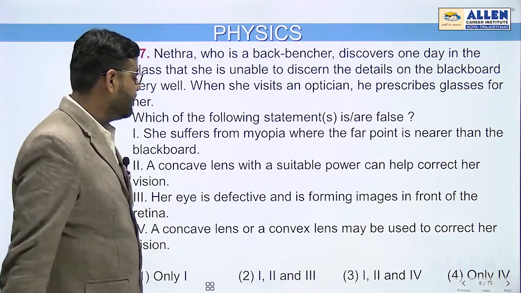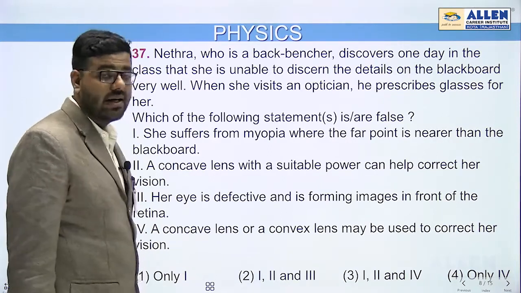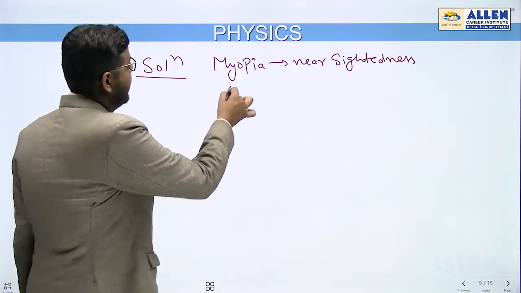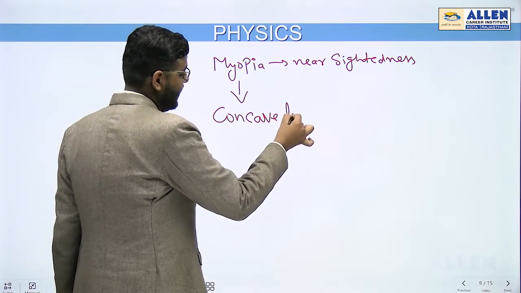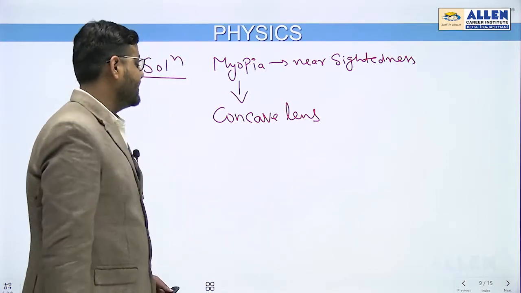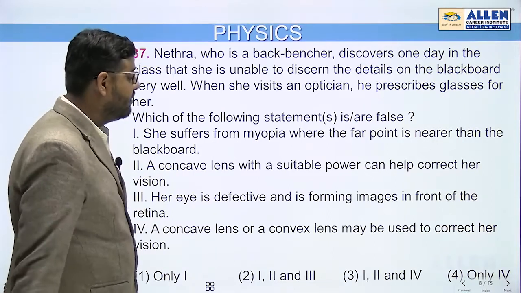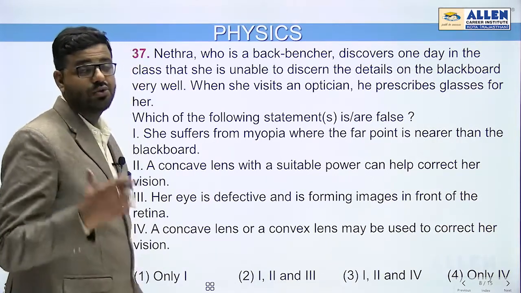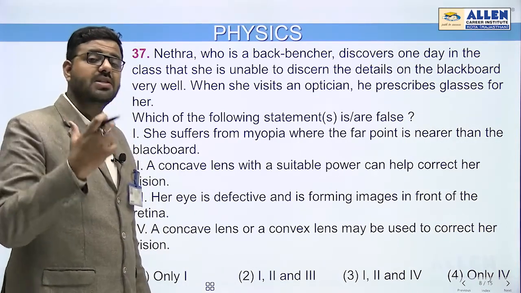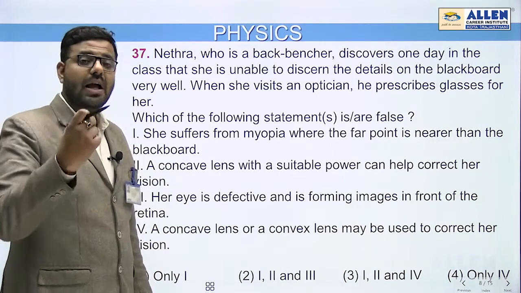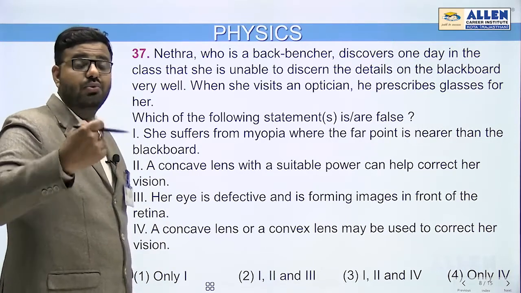Now talking about statement 2, a concave lens with a suitable power can help correct her vision. So we know the corrective lens for myopia is concave lens. So statement 2 is also correct. Now talking about statement 3, her eye is defective and is forming images in front of the retina. So we know in myopia the rays meet in front of the retina, or you can say the image is formed in front of the retina and not on the retina itself. So statement 3 is also correct. So statements 1, 2 and 3 are correct.